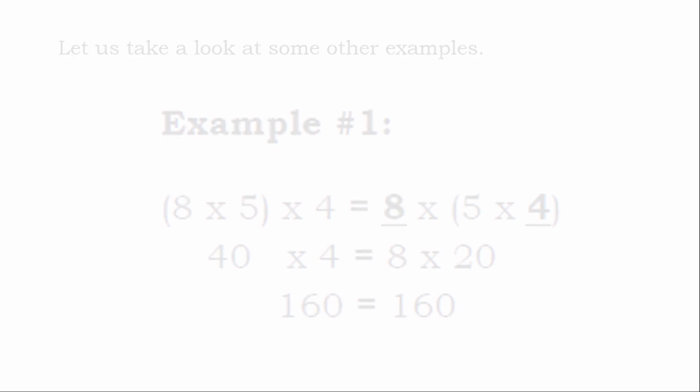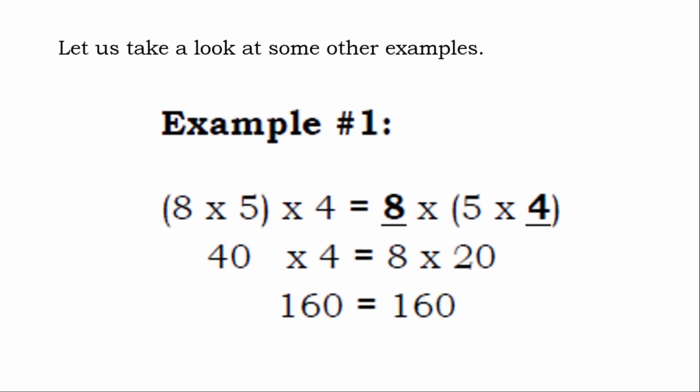Okay, so this time let us take a look at some other examples. First, we need to solve the numbers inside the parentheses. 8 multiplied by 5 equals 40. Then, we bring down the operation symbol and the number 4. Next, we solve 40 multiplied by 4 and the answer is 160.